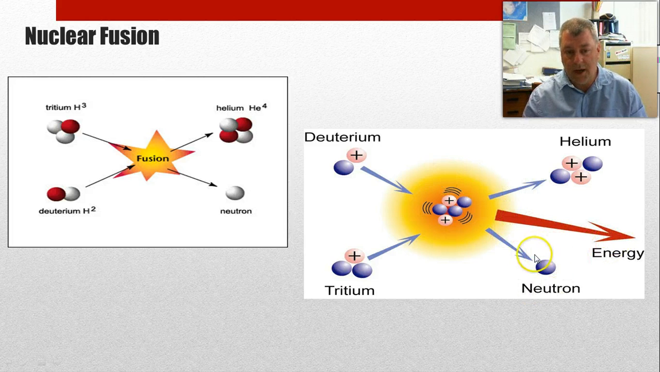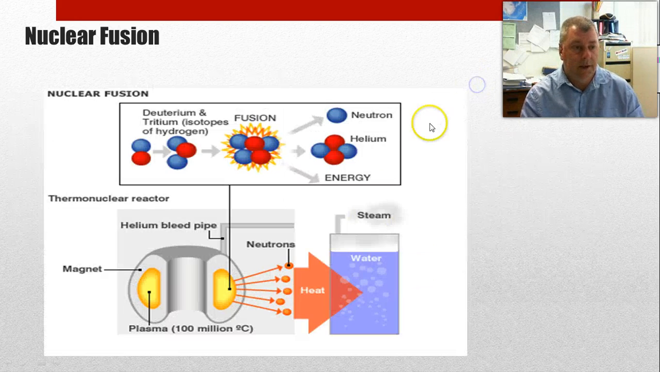And the neutron is pretty harmless, that just whizzes away and doesn't do anything, because the neutron is not going to cause much radioactivity. It will cause some incidental radioactivity through its bombardment, but that's relatively short-lived. And so this is the process that they're all trying to use.